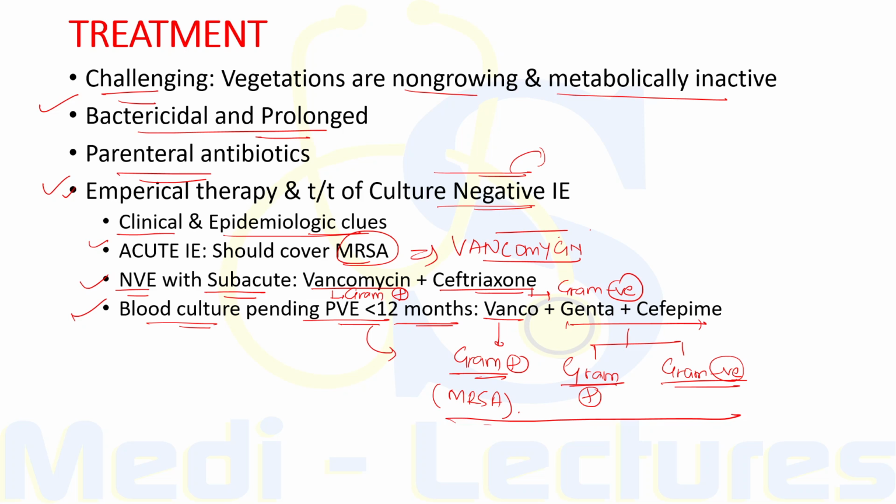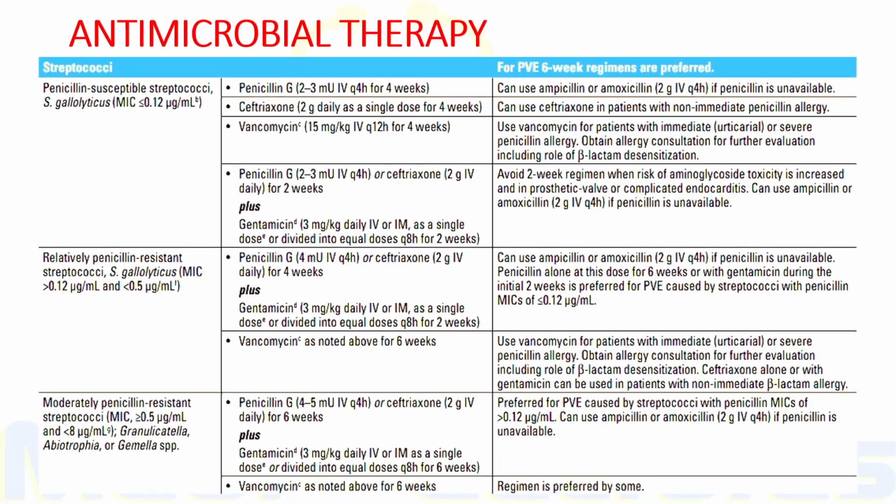Now let's come on to the treatment of individual bacteria. First, let's consider streptococcal infective endocarditis. Therapy for this bacteria depends on the minimal inhibitory concentration of penicillin for that causative isolate. Accordingly, this can be divided into penicillin susceptible streptococci along with Streptococcus gallolyticus with MIC less than 0.12 microgram per ml.